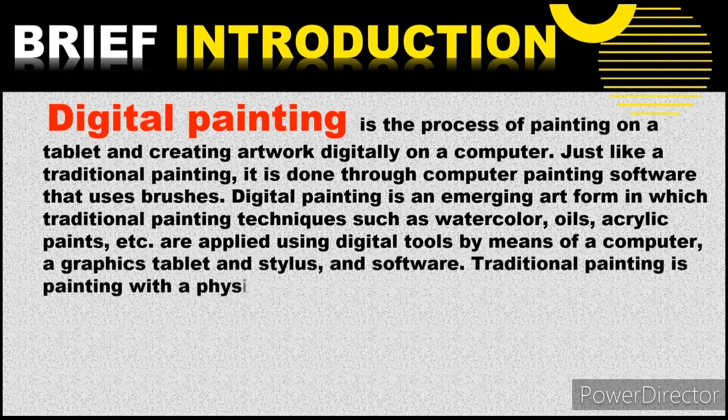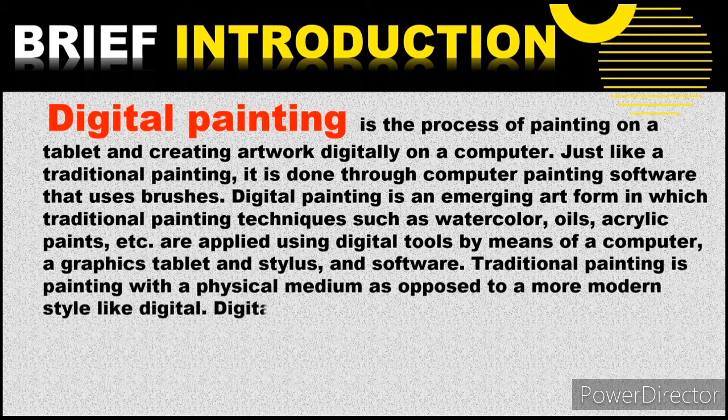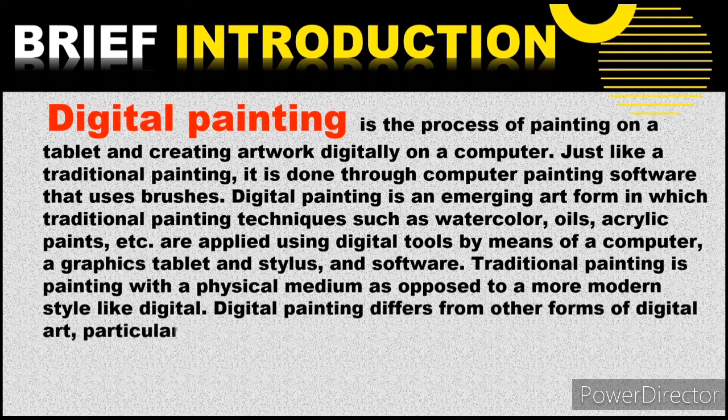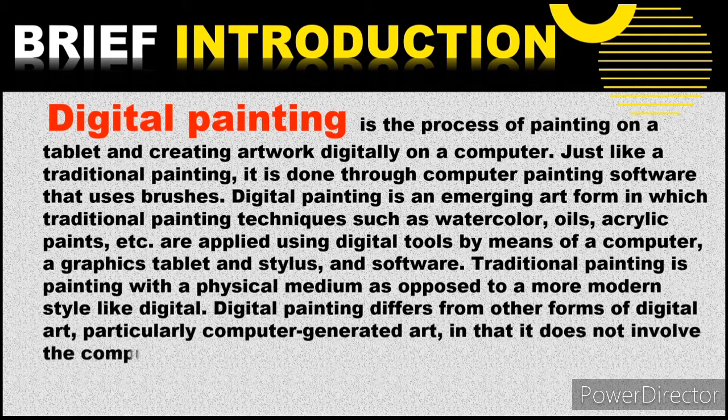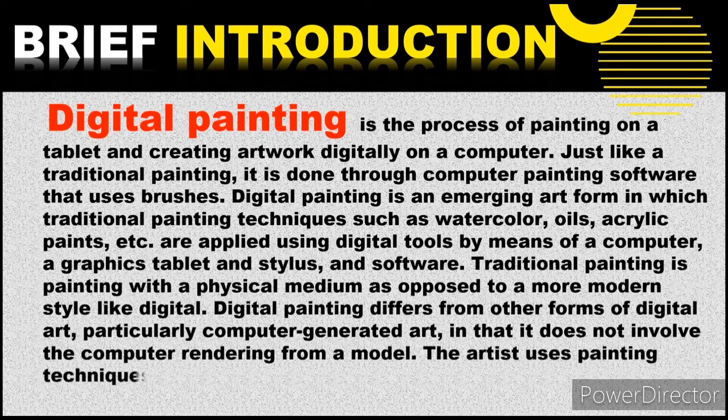Traditional painting is painting with a physical medium as opposed to a more modern style like digital. Digital painting differs from other forms of digital art, particularly computer-generated art, in that it does not involve the computer rendering from a model. The artist uses painting techniques to create the digital painting directly on the computer.